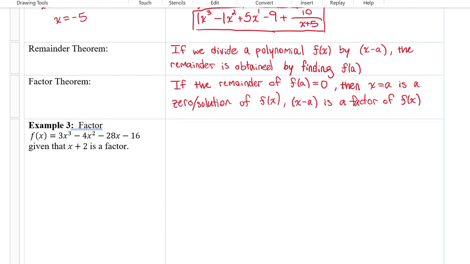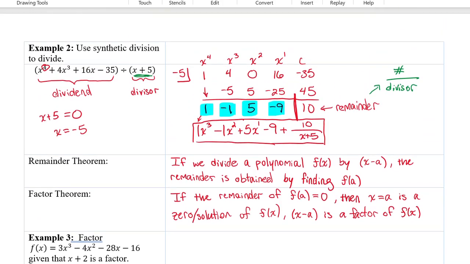The remainder theorem states, if we divide a polynomial by some divisor, the remainder is obtained by finding f of a. So really, in plain English, all this means is if I take some dividend and divide it by some divisor, the remainder will be my last number of my synthetic division.